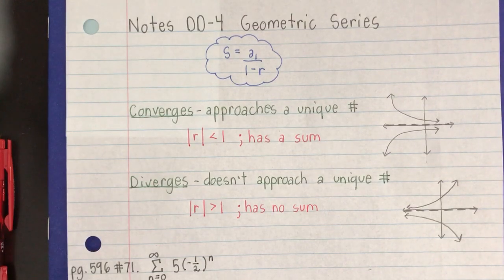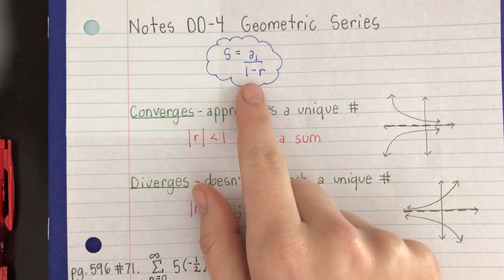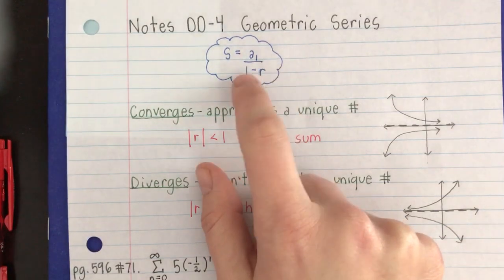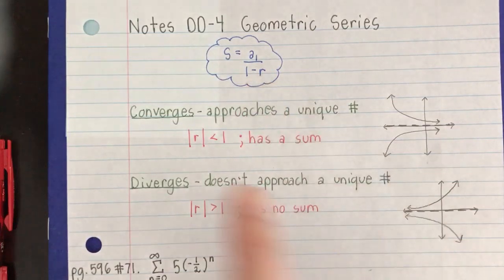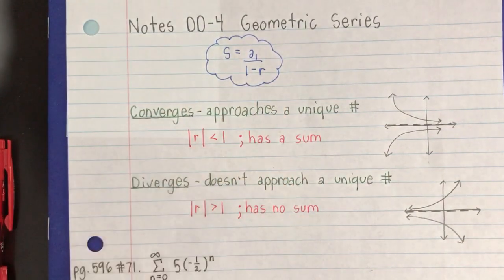Today we're looking at notes DD-4, geometric series. You should be familiar with this formula for an infinite geometric series. We've looked at it in a previous lesson. S equals a sub 1 over 1 minus r. What we're going to talk about today is the different possibilities and why.